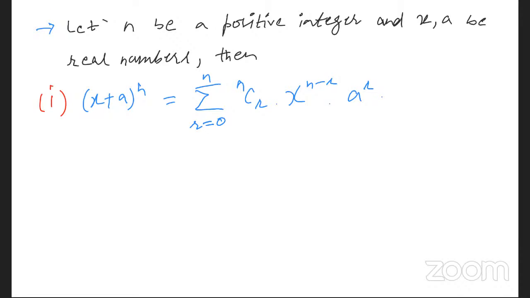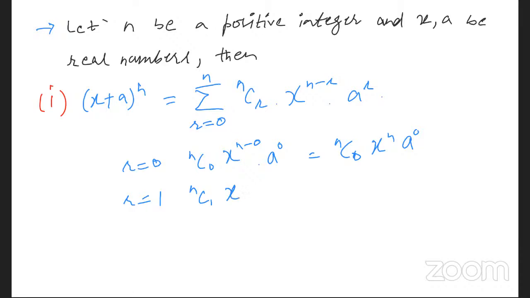We shall see if you take r is equal to 0, what is the term you're getting? If you take r equals 0, 1, 2, so on till n, you're getting ncr, x to the power of n minus 0 into a to the power of 0, which is nothing but the first term nc0 x to the power of n, a to the power of 0. If you take r is equal to 1, what do you get?